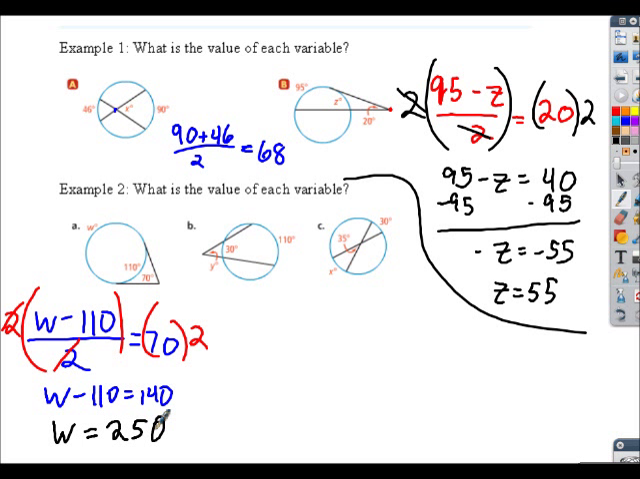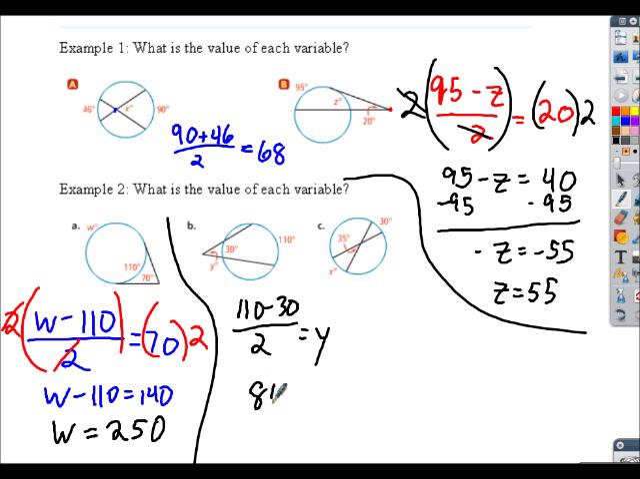Letter B, solving for y. Again, they cross on the outside, so I'm going to subtract them. 110 minus 30 divided by 2. That's 80 divided by 2, or 40 for y.